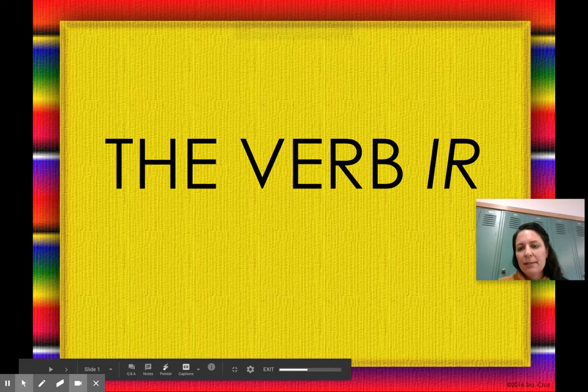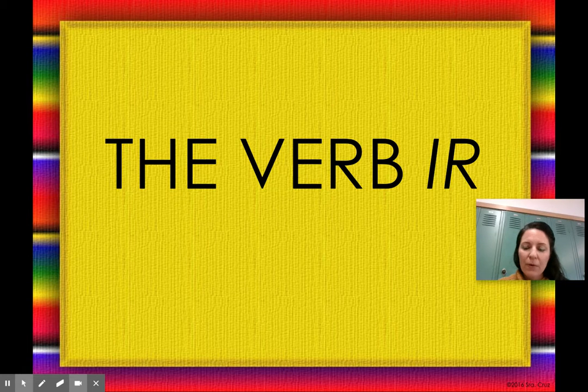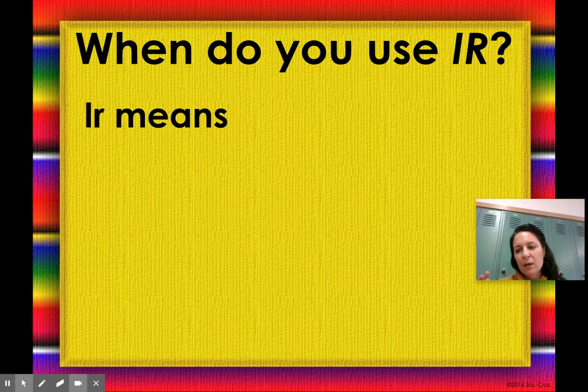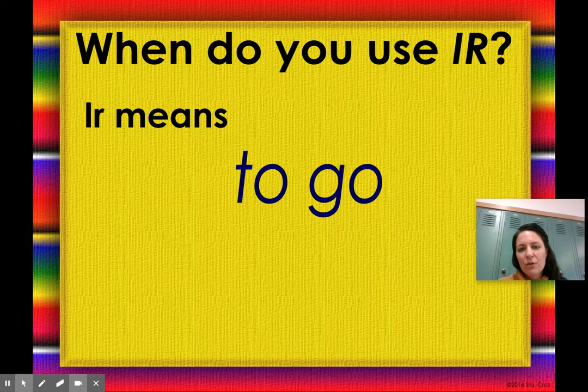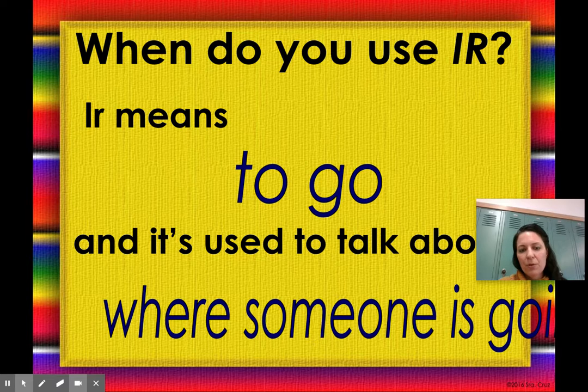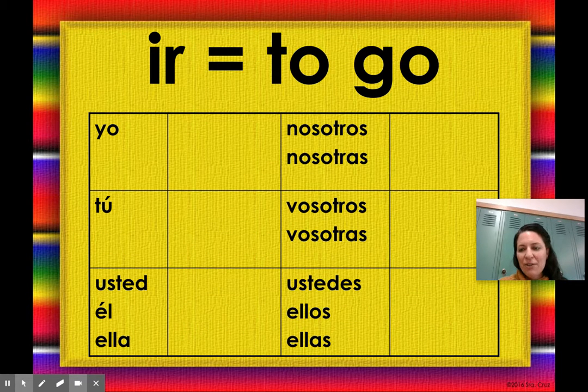And you're going to be doing this in MindTap. Ir is to go in Español, but we want to conjugate that verb. We want to break it down into I go, you go, he goes, we go. If you could take some notes along the way, just so you know the meanings here. Ir means to go, and it's used to talk about where someone is going. So here are our conjugations. Make sure you make your little 6-pack in your notes. Yo voy, I go.